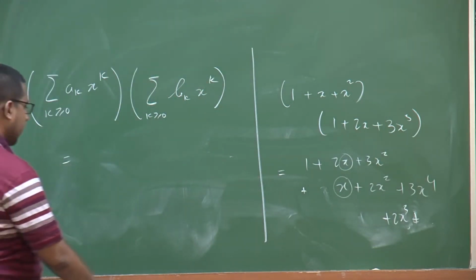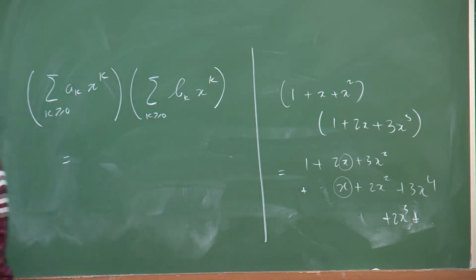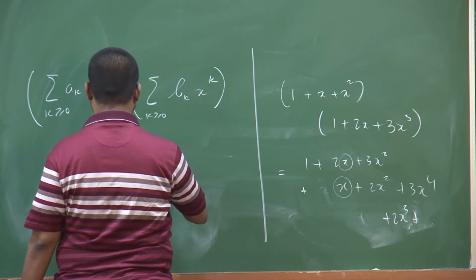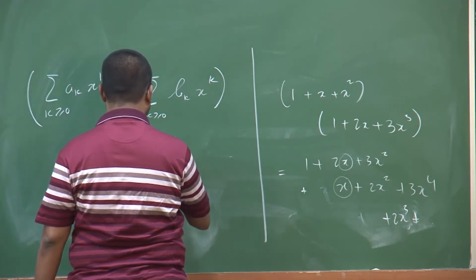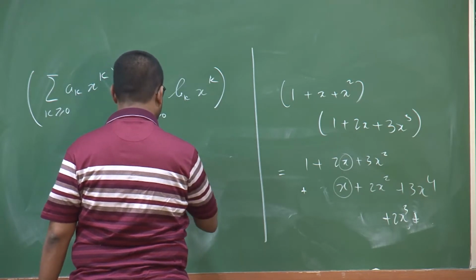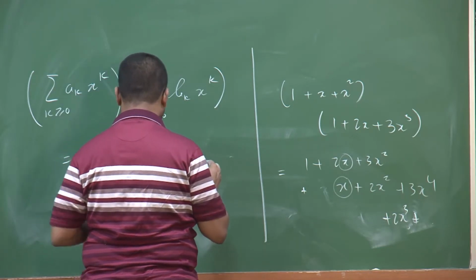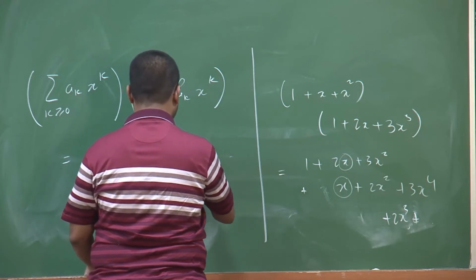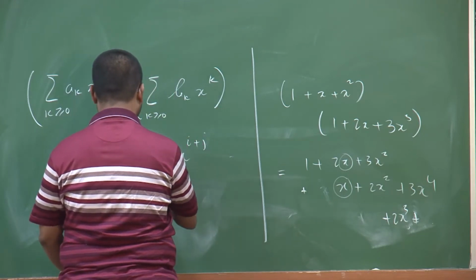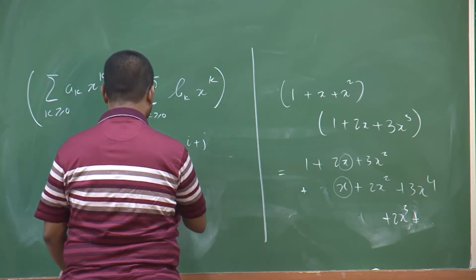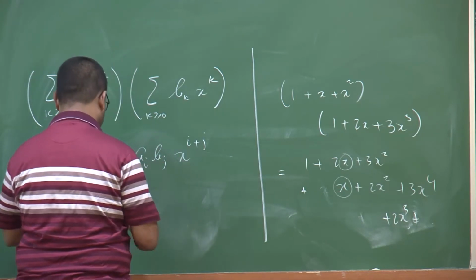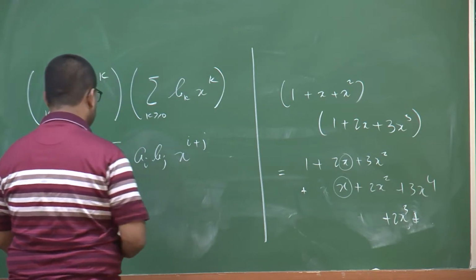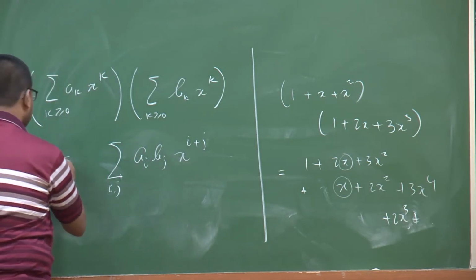Now that is exactly how the definition is made in the general case over any ring. So we will pick up a term here, let us say x^i, and then pick a term from here, x^j. So therefore x to the power i plus j, and with that a_i b_j. Now we would like to take their sum over i, j. That is how multiplication is defined.